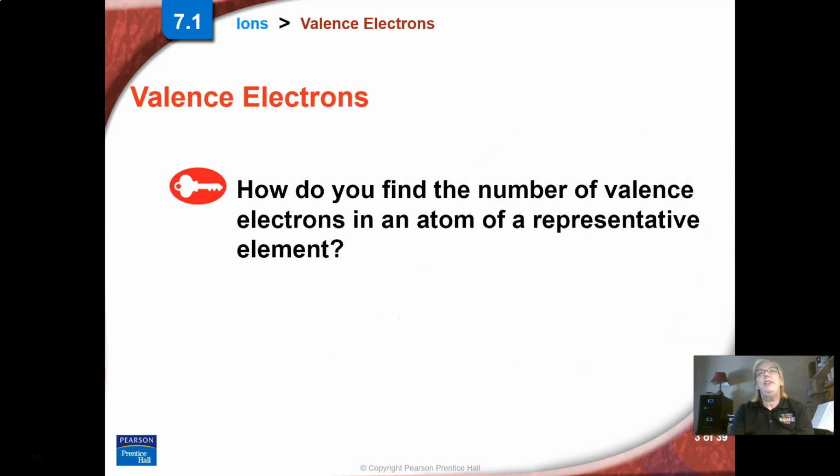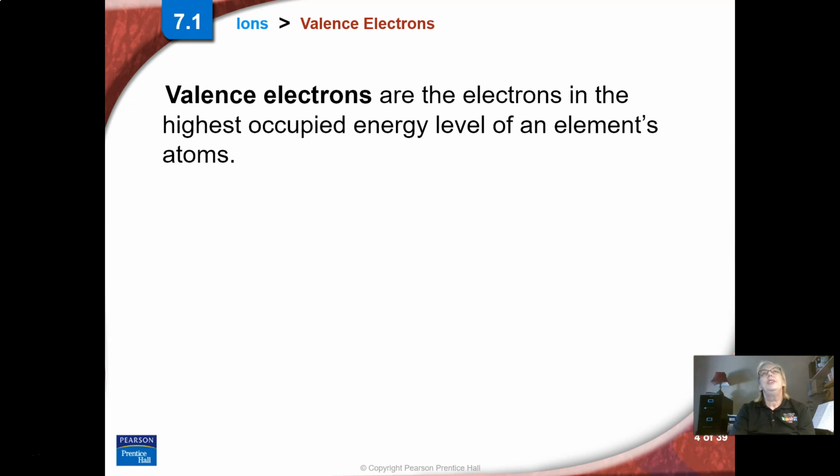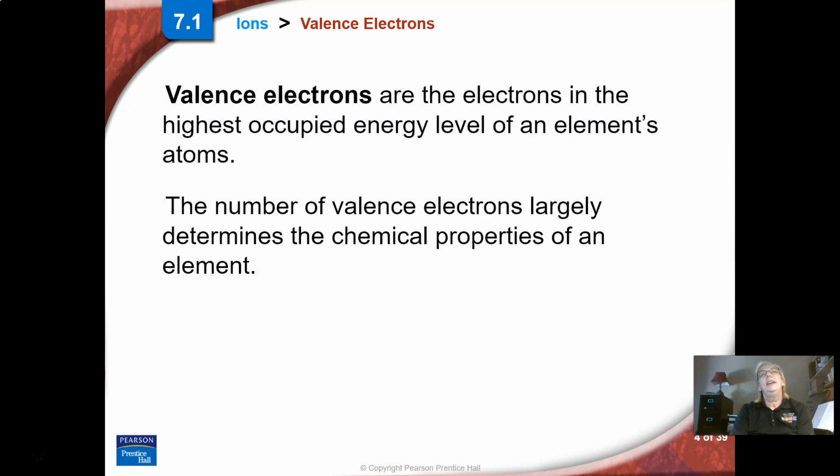So let's remember what valence electrons are. They're in the outermost shell of the atom, and remember that the group number tells us how many valence electrons are in each atom. So they're in the highest occupied energy level, and these valence electrons are really, really important, and they tell us how chemicals react.